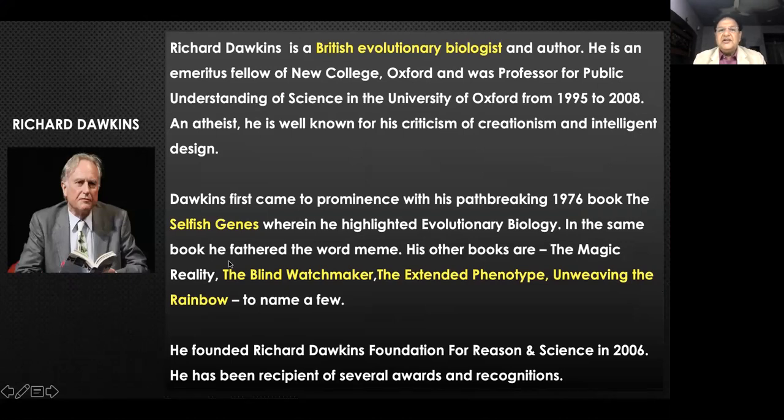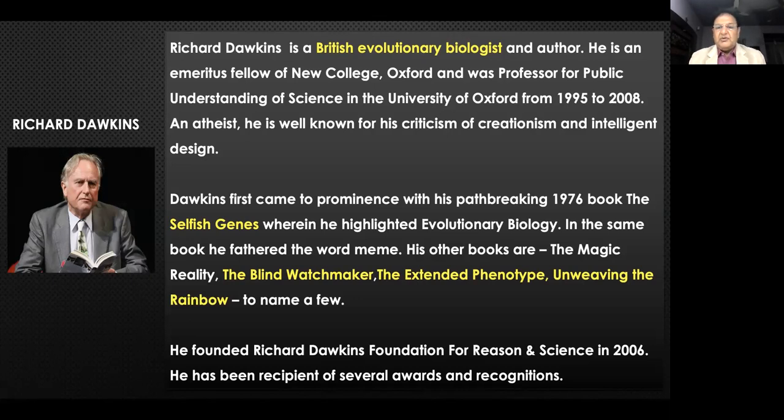Richard Dawkins is a British evolutionary biologist and author. He's an emeritus fellow of New College, Oxford, and was Professor for Public Understanding of Science at the University of Oxford from 1995 to 2008. He's an atheist, and actually a well-known atheist, because you find a lot of debates on YouTube and other places. And he's well known for his criticism of creationism and intelligent design.